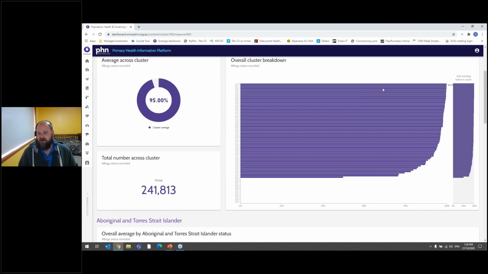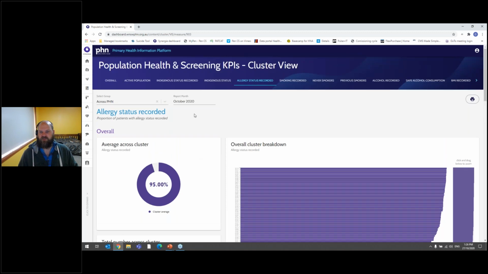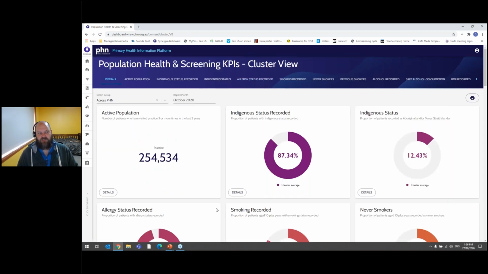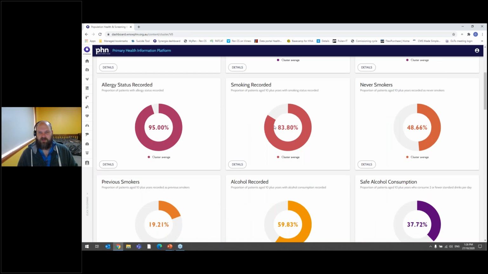And again, you can see by and large, we've got really strong recording of that indicator across the PHN. And there's probably a couple where we can provide a bit more support in making sure it's captured appropriately moving forward. But that's an example of, again, another positive indicator that we've put in.